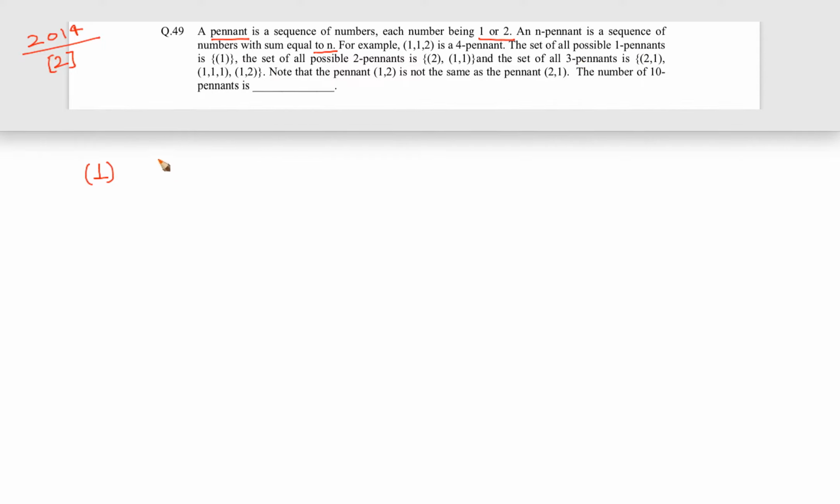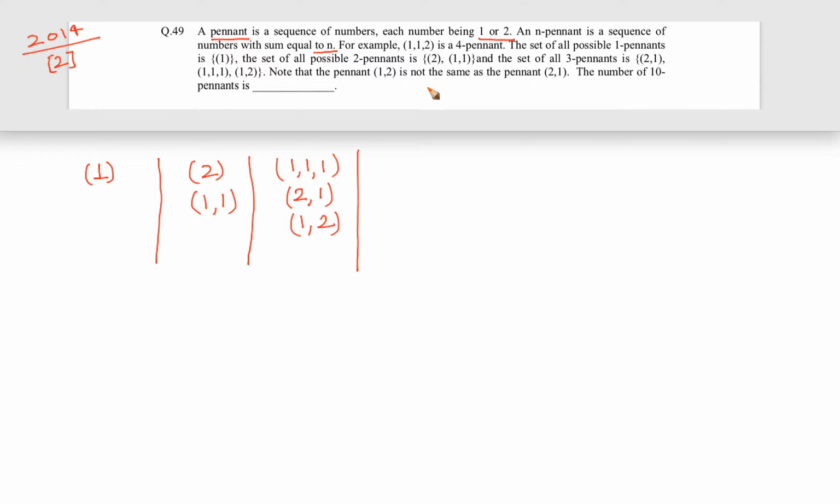Okay, what are the possible 2 pennants? Possible 2 pennants, you can say 2 and 1 comma 1. This is the only way in which you can get 2 pennants, where the summation of the numbers is 2. Now they have also given the example of 3 pennants. So 3 pennants, you can understand it something like 1 1 1, this is one way, and another way is 2 1 and then 1 2. So these are 3 ways.